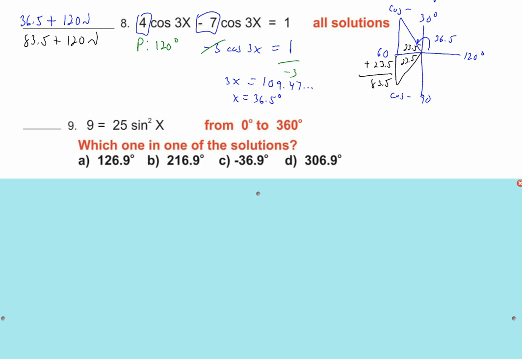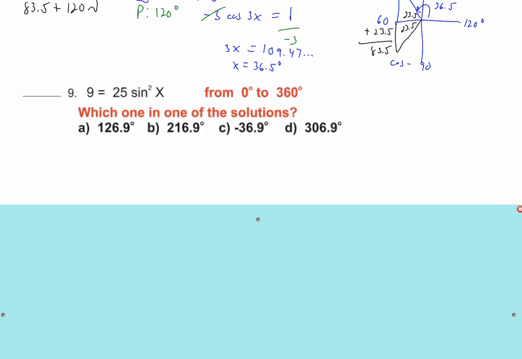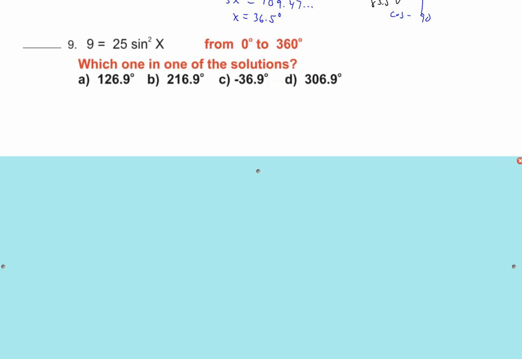Okay, we don't have time to do 9, but you should look at this and say, oh, this thing is quadratic. The sine is squared. And you should say to yourself, I can solve this by taking the square root of both sides. So let me move the 25. Let me take the square root of both sides, and let's not forget the plus minus. Go ahead then and figure out the values to see which one of those four is an actual value.